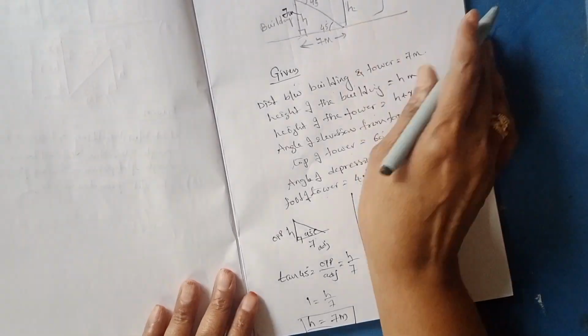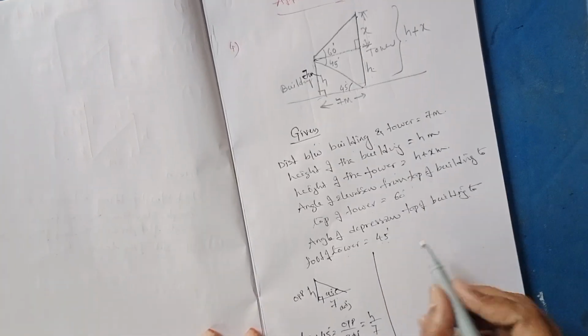Next we go to the second diagram. The second diagram is the 60 degrees triangle. So the triangle is like this.